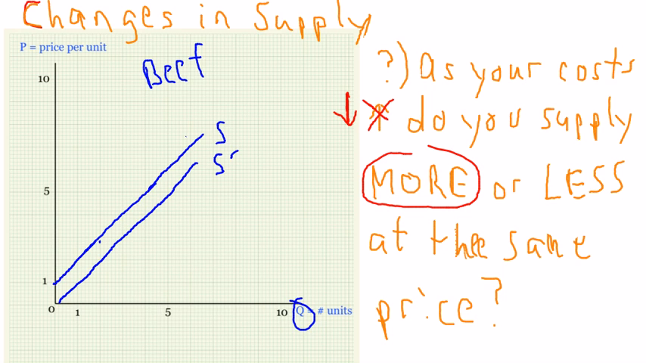And call it S prime for new. Notice that at any price, say a price of 5, we were, under the old supply curve, selling 4 units. But now under the new supply curve, we're selling 5 units.